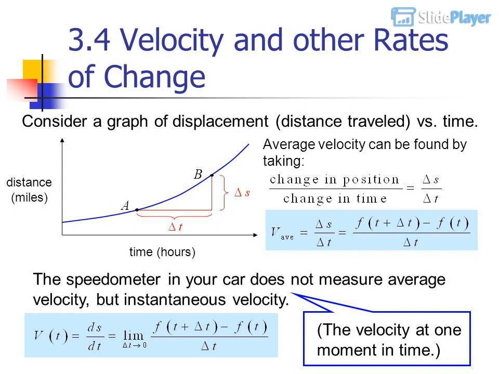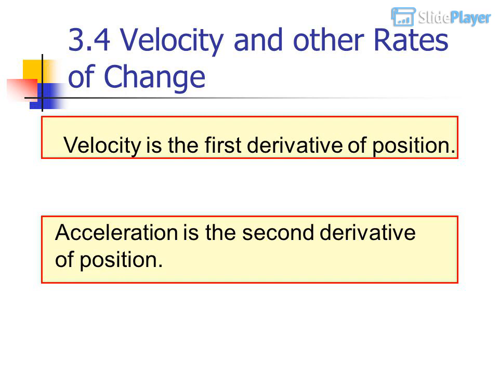3.4 Velocity and other rates of change. Consider a graph of displacement, distance traveled, versus time. Average velocity can be found by taking change in distance in miles over change in time in hours. The speedometer in your car does not measure average velocity, but instantaneous velocity, the velocity at one moment in time. Velocity is the first derivative of position. Acceleration is the second derivative of position.